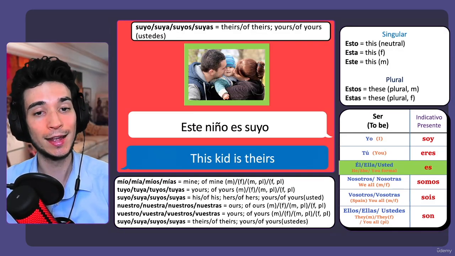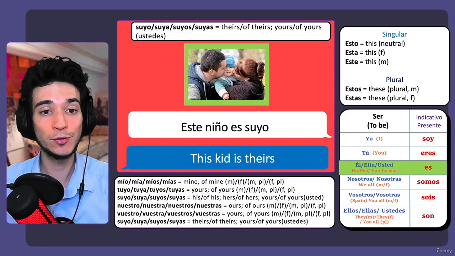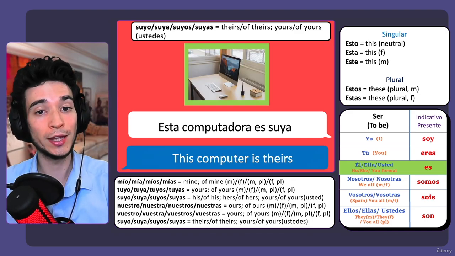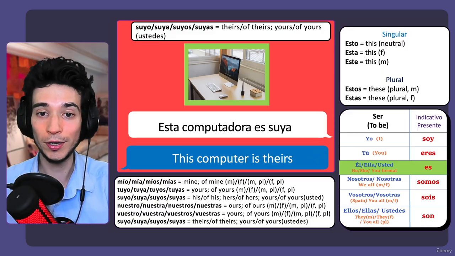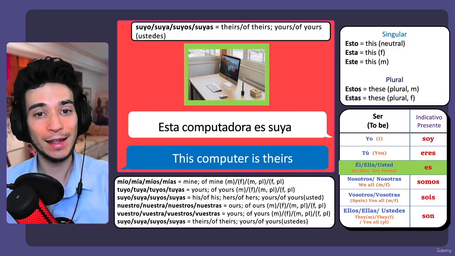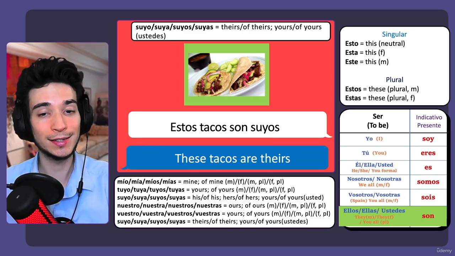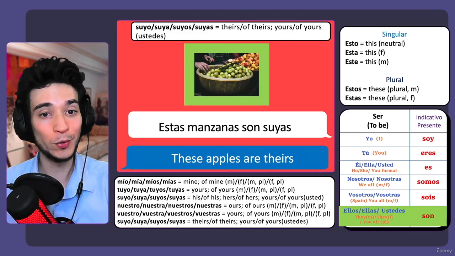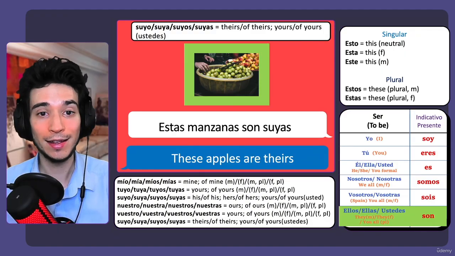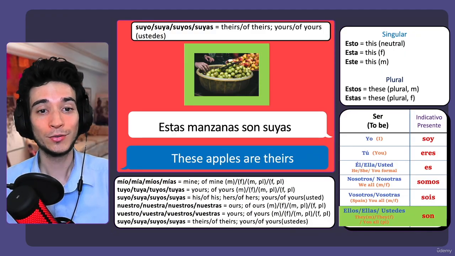The first one we have is este niño es suyo. This kid is theirs. And another one. Esta computadora es suya. This computer is theirs. And this one. Estos tacos son suyos. These tacos are theirs. And one more. Estas manzanas son suyas. These apples are theirs. So that's it for this one.